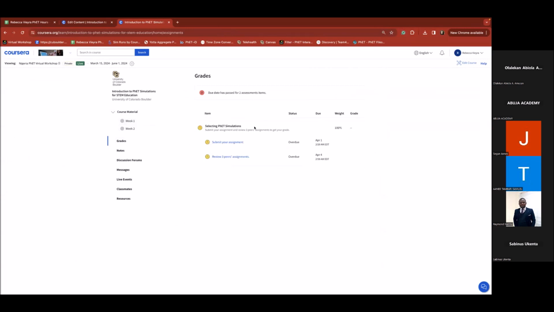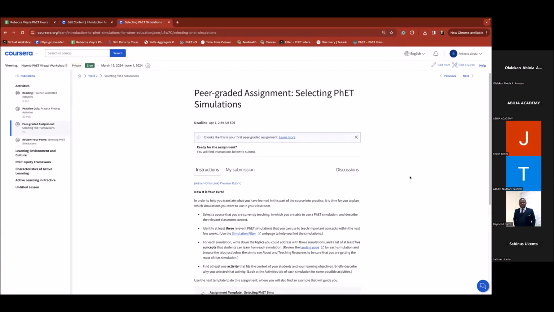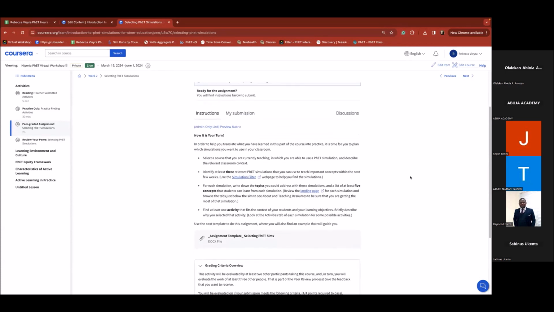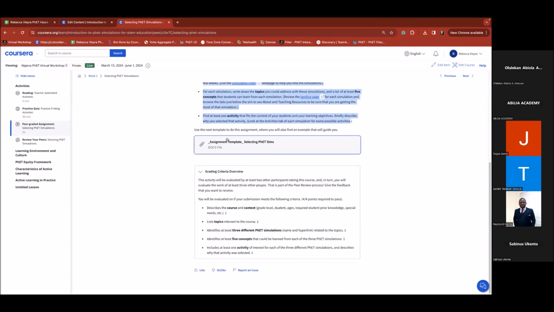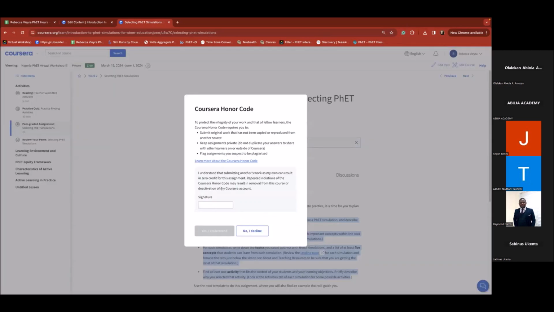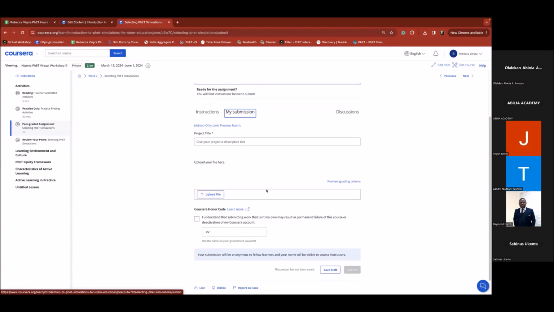So in this assignment, I'll just give you one example, a couple examples. This is a fairly simple assignment where what you must do is find simulations that would support your teaching. And so it tells you what the requirements are. There's a template you must download, and it tells you how you will be scored. Once you've done that, you go to My Submission, you put in your name, just to say, yes, I promise I'm not copying somebody else's work, and then here you upload your file.